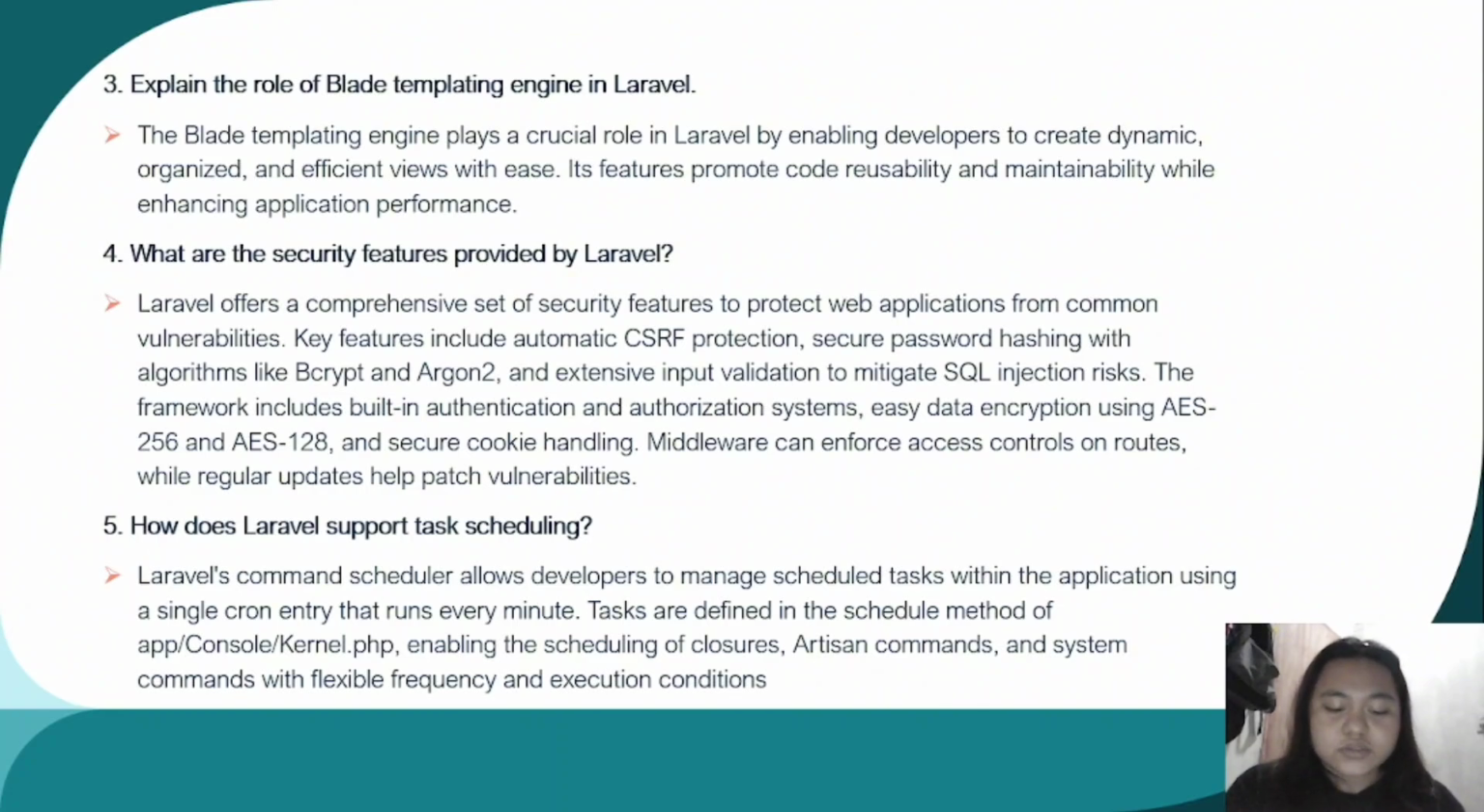Laravel supports task scheduling through its command scheduler, allowing developers to define and manage scheduled tasks directly within the application. Instead of creating separate cron entries for each task, Laravel requires only a single cron entry that calls the scheduler every minute. This entry is typically added to the server. Tasks are defined in the schedule method of the app/Console/Kernel.php file, where developers can schedule closures, artisan commands, or operating system commands using methods like call, command, and exec.